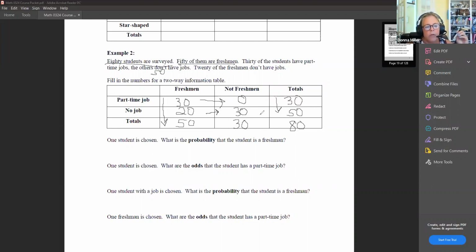Okay, so one student is chosen at random. What is the probability that the student is a freshman? So we have no limitations here. We know there's 80 students total, and if I choose a freshman, I've got 50 to choose from. So the probability would be 50 over 80. And if I reduce that, it's 5 over 8. If you want to turn it into a decimal, you can just plug it in your calculator, do 5 divided by 8. Where's my calculator? There it is. All right, 5 divided by 8. And I get 0.625.